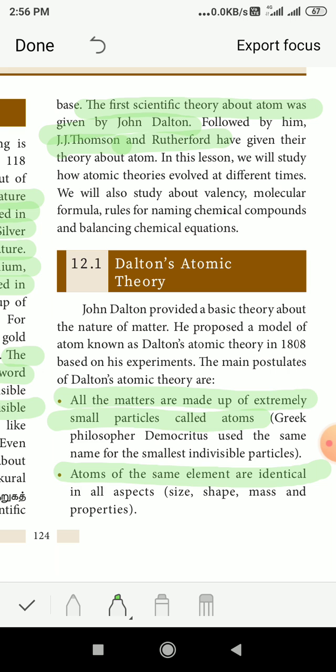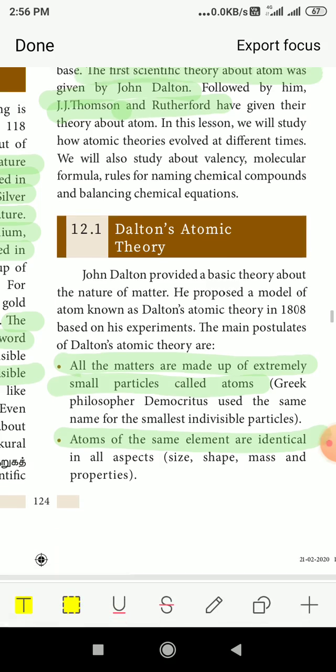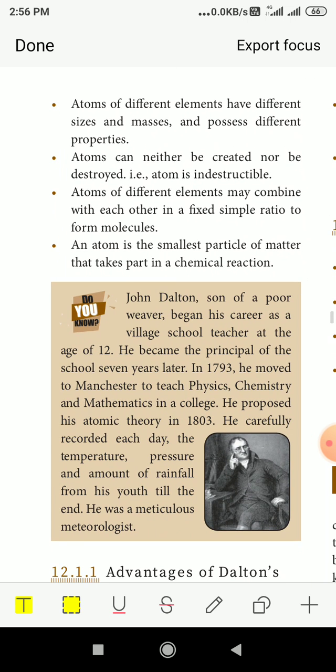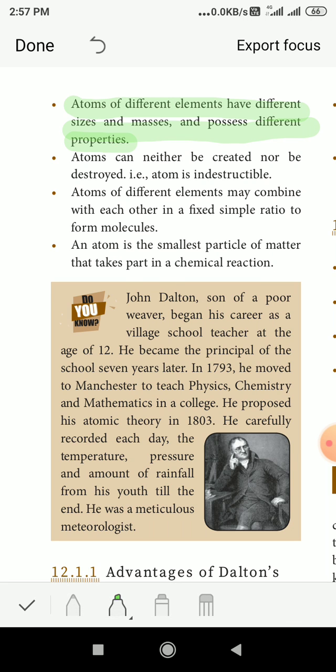Next he told us that atoms of different elements have different sizes and masses and possess different properties. The next point he told us is that atoms can neither be created nor be destroyed.